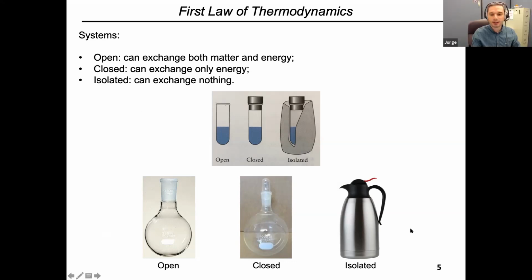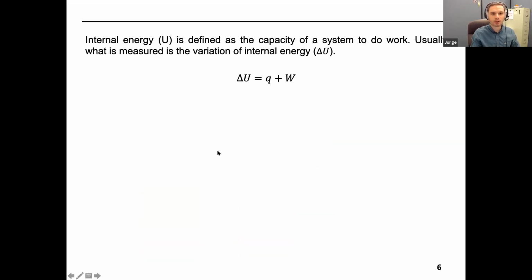Okay. So now that we defined the different systems, let's talk about the first law of thermodynamics. And here we are going to define three different terms. The first one is delta U, which is the variation of the internal energy. Q in the equation is the amount of heat or amount of energy provided to the system, and W means work.